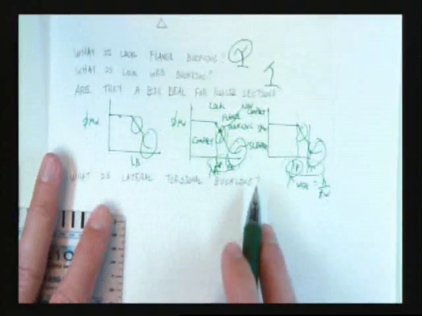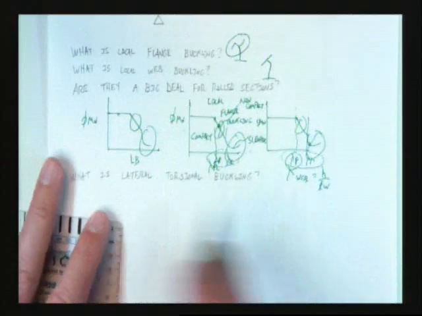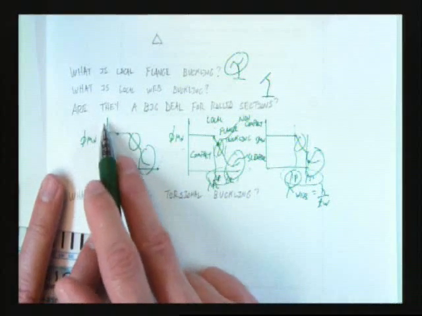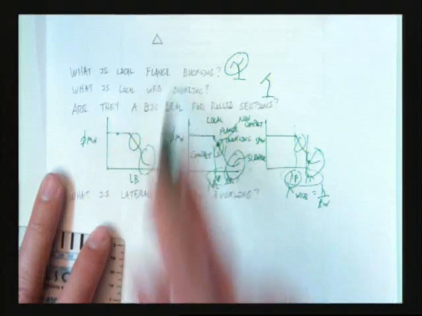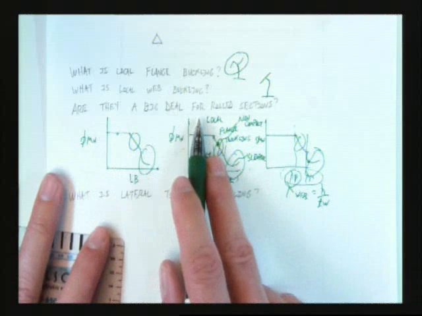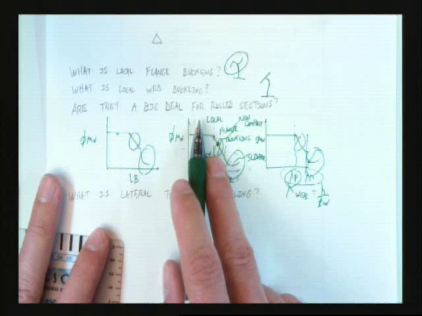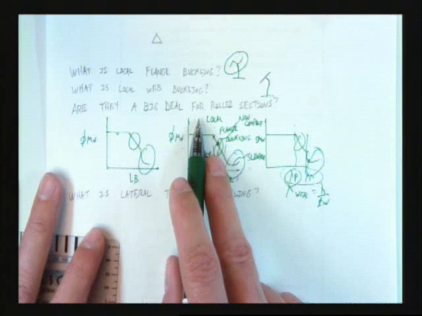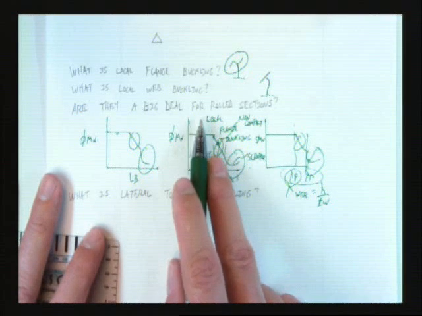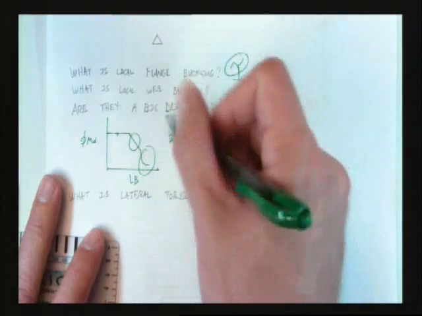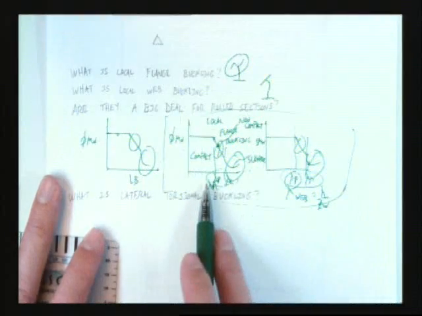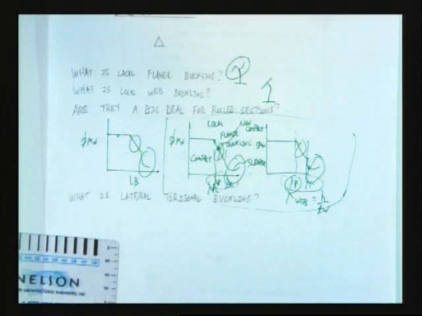Now we understand what all three of them are. This is a good question. Are local flange and local web buckling a big deal for rolled sections? No. The answer is no. And this is one reason why I don't choose to talk a lot about this in the undergraduate class. If it's not that big of a deal, then why talk much about it?